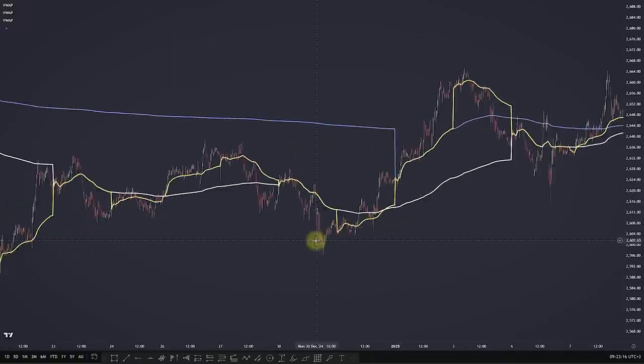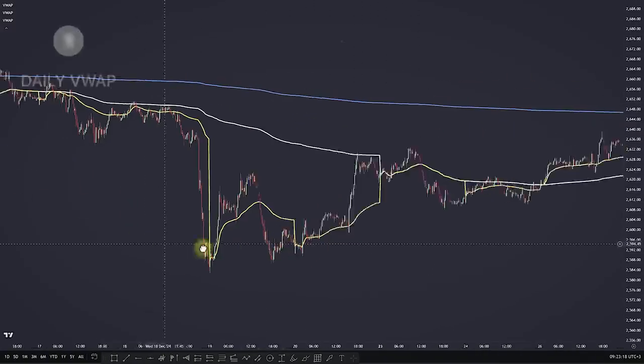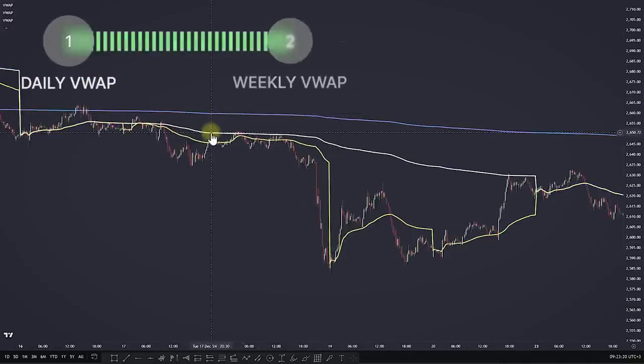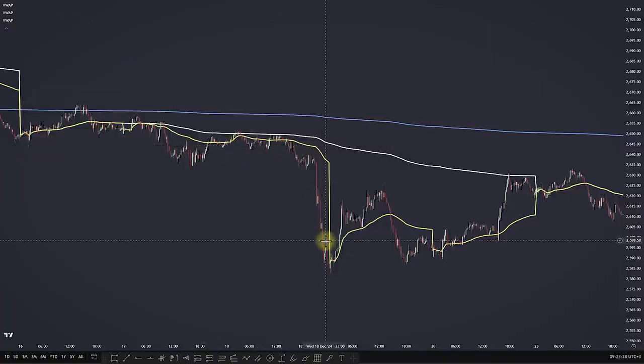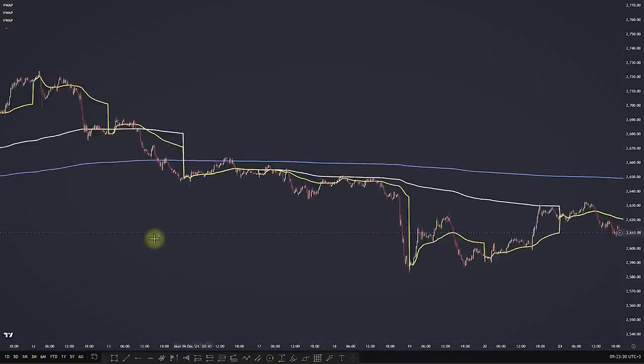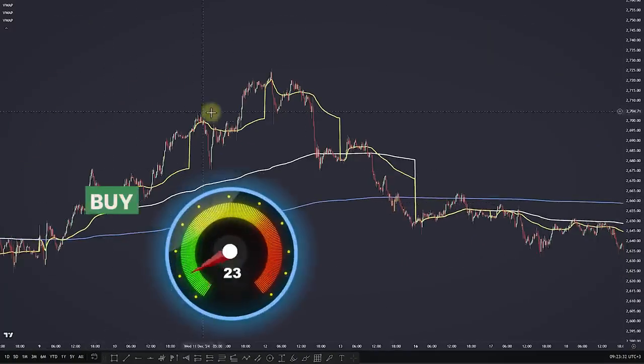The opposite is true for bearish stacks. When monthly is above weekly, is above daily, and price is below all three, institutional money is aligned to the downside. This is how you avoid fighting against billion-dollar flows and start trading with them instead.